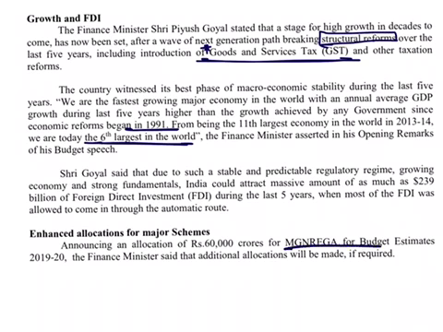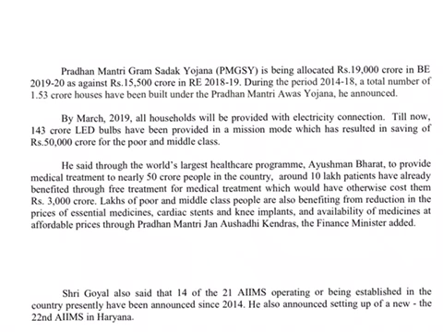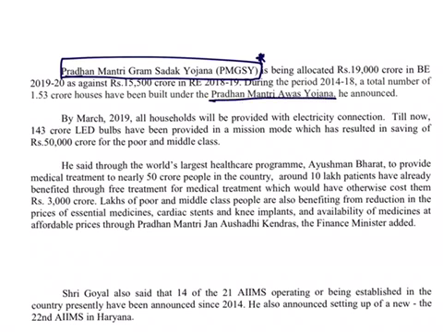Next, for the MGNREGA scheme, 60,000 crores announced. Next is Pradhan Mantri Gram Sadak Yojana. For this program, we know it is to build national highways. Pradhan Mantri Awas Yojana for housing. These two are mentioned in the budget. LED bulbs means Ujjwala scheme.